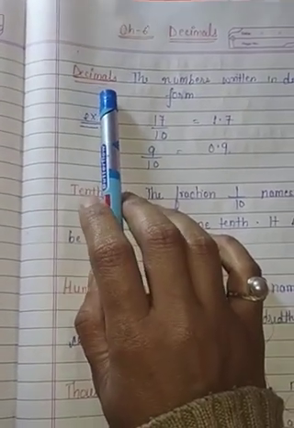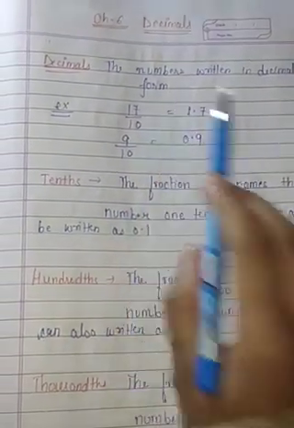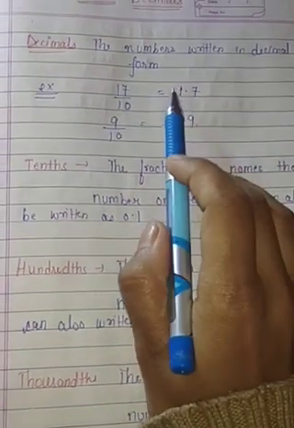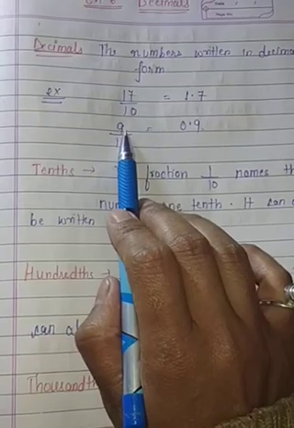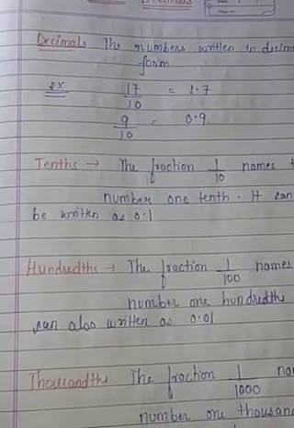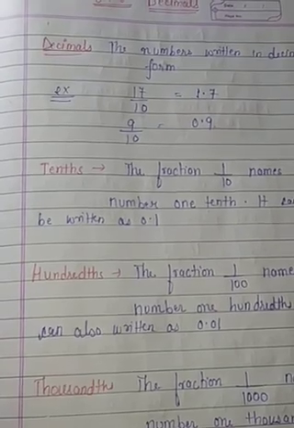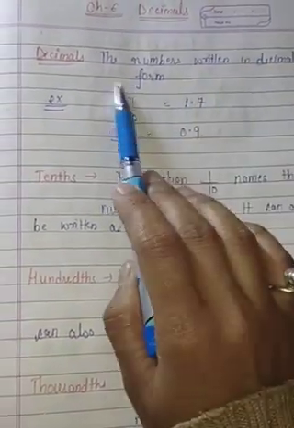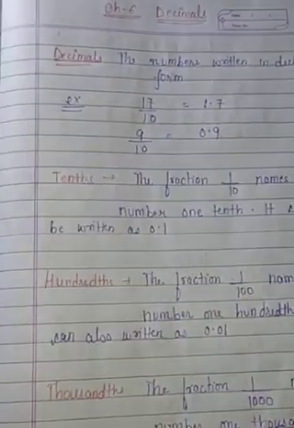What is a decimal? Beta, a number written in decimal form means a number which we can write with a point, like 1.9, 0.9, 17 over 10, 9 over 10. So a number which we can write with a point, we will say that number is in decimal form. Like 1.7 is a decimal form.